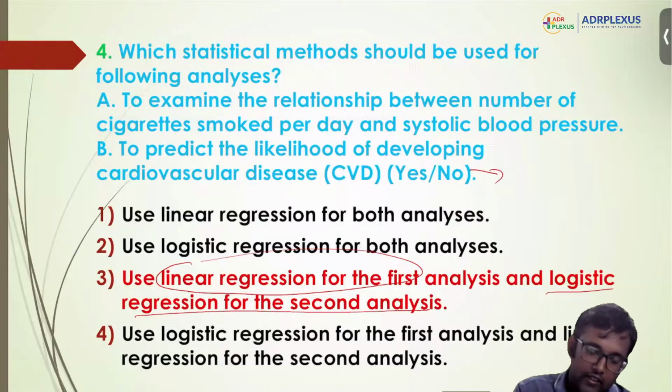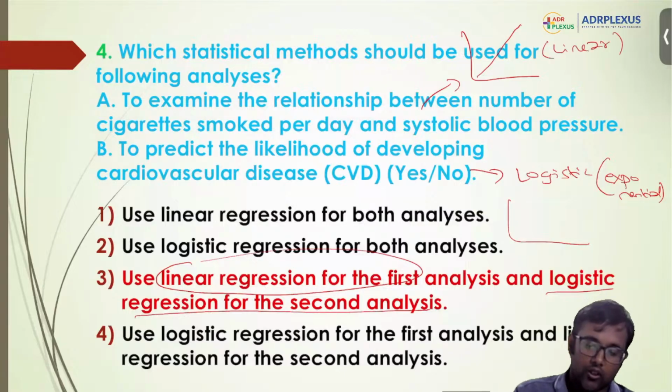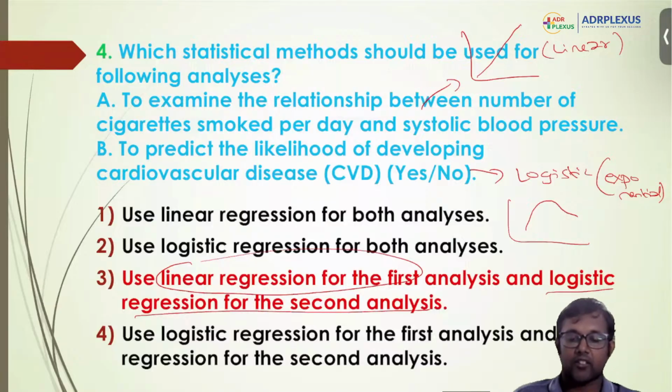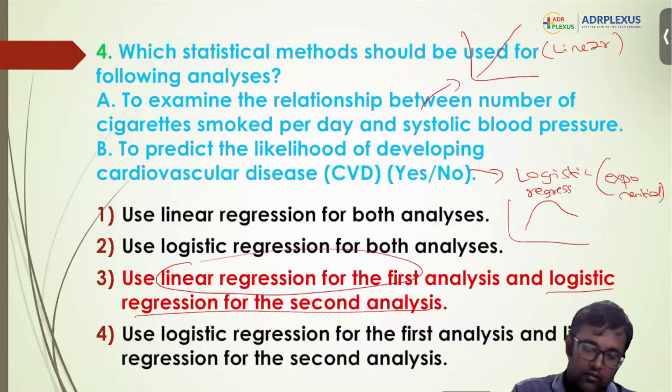So logistic regression. Logistic means it will come later. Exponential, we use some exponential things. But linear regression will come like this, linear. Logistic can be like this. So linear regression, logistic regression. For parametric, we use linear regression. For non-parametric, we use logistic regression. So we will share this, no problem.